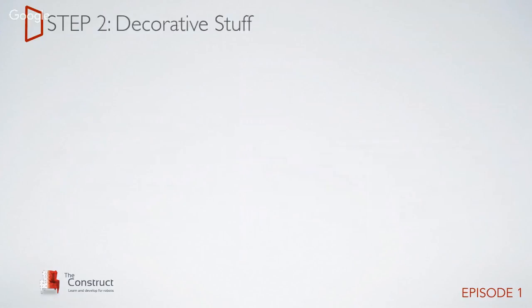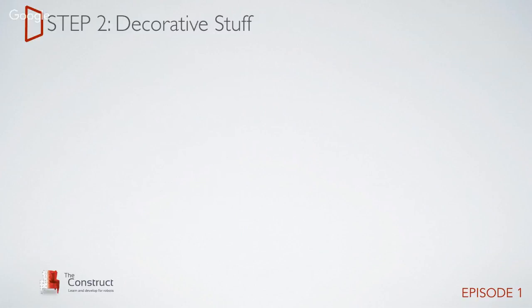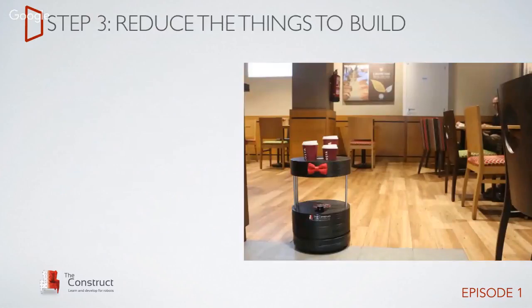Okay, well, this one. In this case, we had to print two parts. One is the bottom part here, and the other one is the top one that contains the holes for the mugs. So now you know how to find the decorative stuff also.